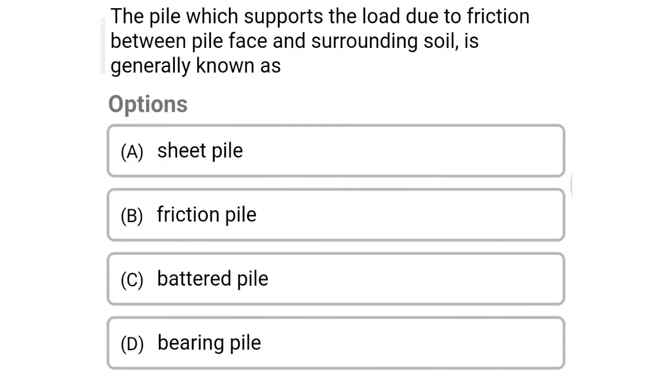So next question, the pile which supports the load due to friction between pile face and the surrounding soil is generally known as option A sheet pile, option B friction pile, option C battered pile, option D bearing pile. So the correct answer is option B friction pile.